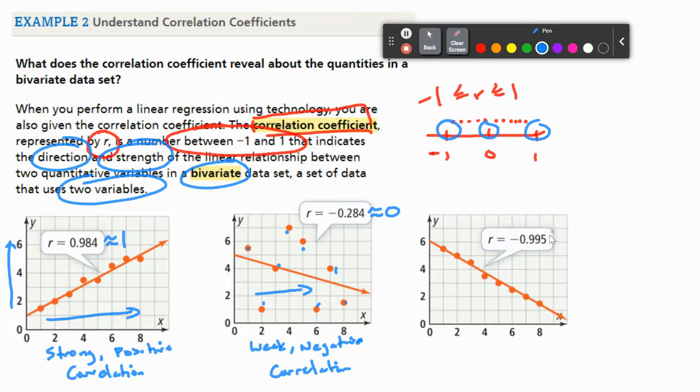The last graph here has an R value of -0.995. That's very, very close to -1. That means this is going to be a strong negative correlation. With a strong negative correlation, you know that as x increases, your y's are decreasing, and that's exactly what's happening over here.